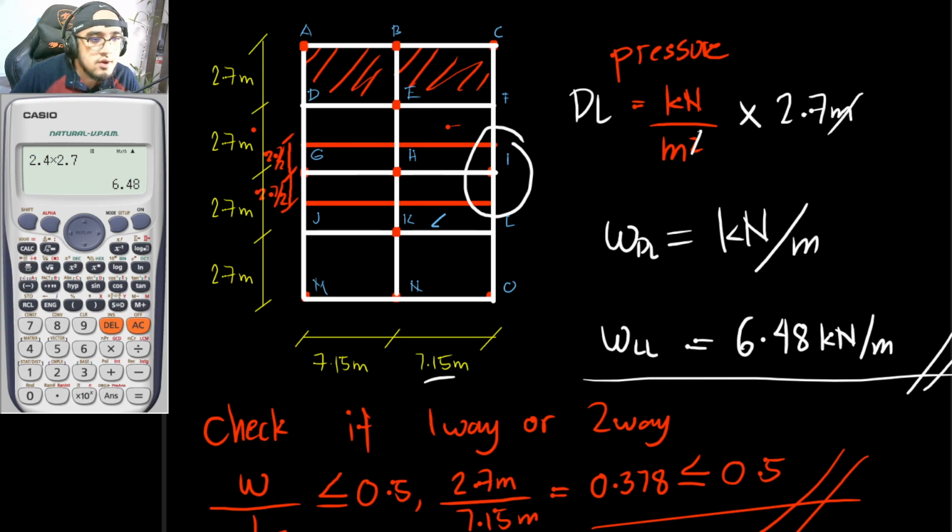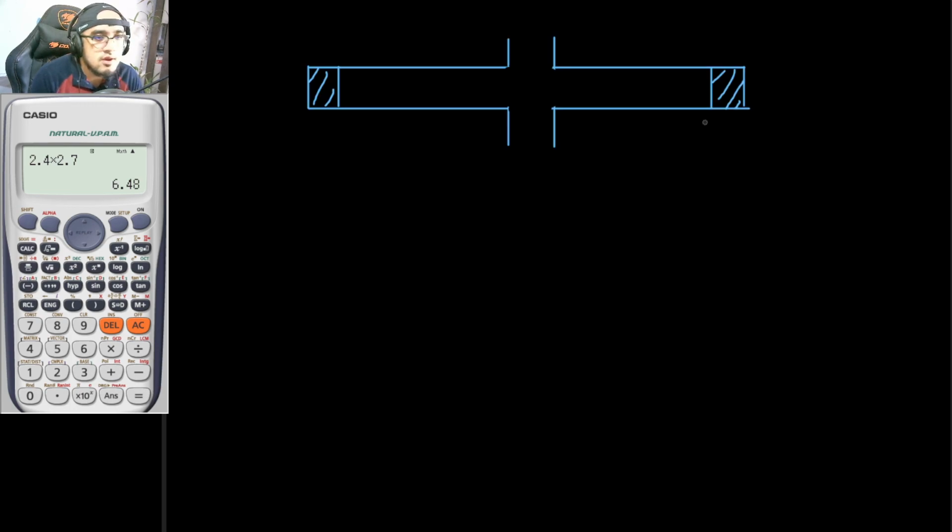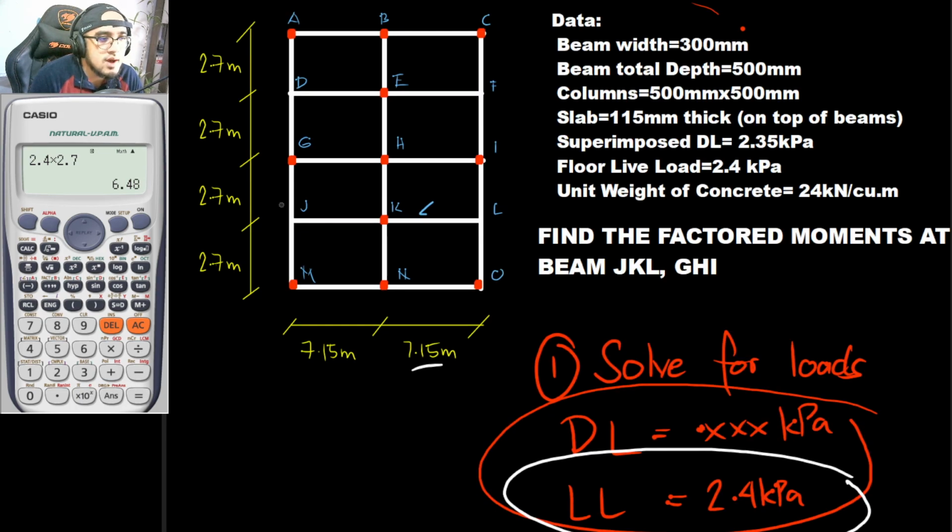And once that you already have your WDL and WLL, mag-load combination ka na lang ulit, then gawin mo ulit yung ginawa natin kanina. And if you are to analyze, let's say, kunwari, JKL, so for example, you are analyzing the beams JKL, it would be looking like this. Ito yung nasa gilid niya. So meron tayong column sa baba, sa gitna. Then sa dalawang sides wala tayong column pero nakakabit siya sa beam.